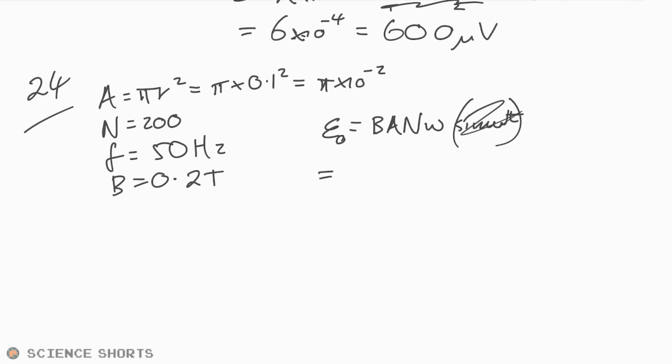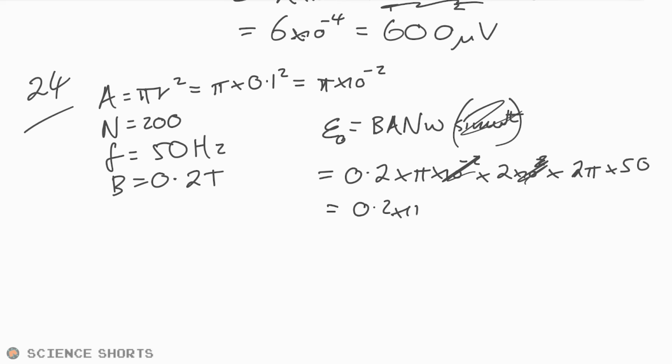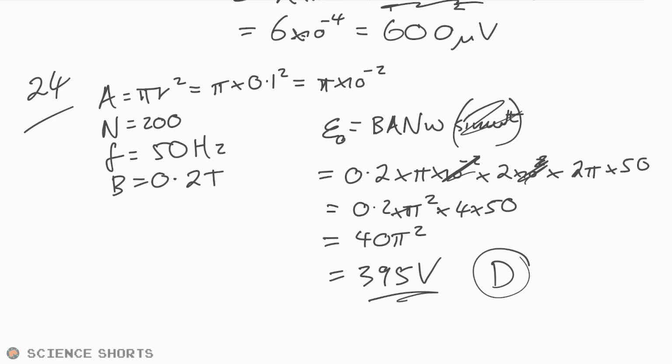And so that's going to be just 0.2 times pi times 10 to the minus 2 times 200. So I'm just going to say 2 times 10 to the 2. That's a good reference. I wonder if anybody can get that one. Times 2 pi f, and so 2 pi times 50. And so that is 0.2 times pi squared times 4 times 50. And so this ends up just being 40 pi squared. And what do I end up with? 395 volts. So the answer is D.